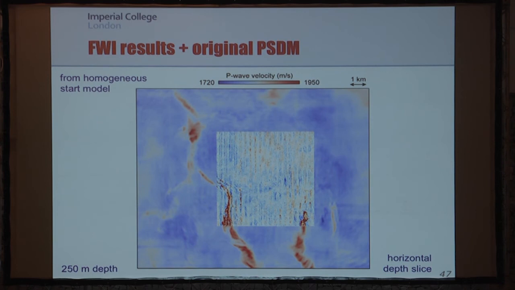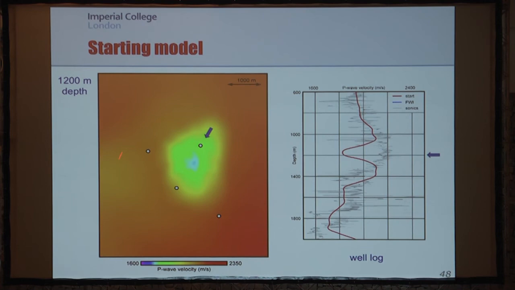So here's this deeper slice through the gas cloud. The red picture here is a well. What the model looks like through that well. So the red is the starting model, the grey is the sonic measured in that well, and this arrow here marks this slice. So you can see here the starting model does not match the well very well. At this depth, there's the sonic. The sonic is quite fast. The starting velocity model is quite low.